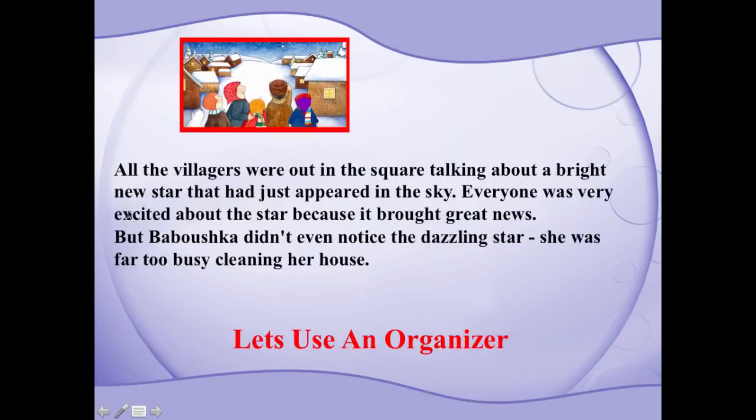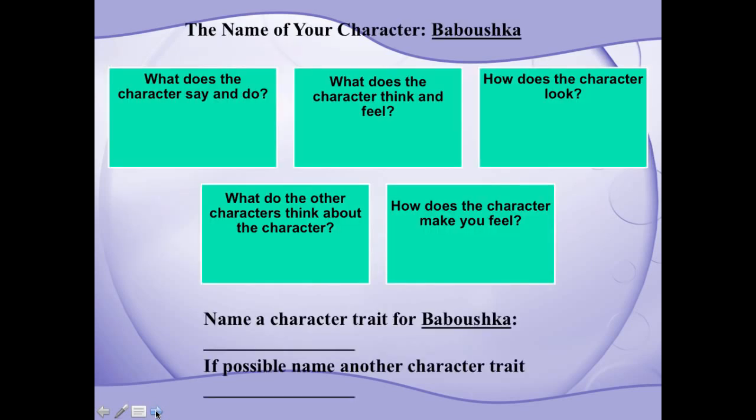Let's keep reading. All the villagers were out in the square talking about a bright new star that had just appeared in the sky. Everyone was very excited about the star because it brought great news. But Baboushka didn't even notice the dazzling star. She was far too busy cleaning her house. So now we're going to use the organizer to help us figure out some information about Baboushka.